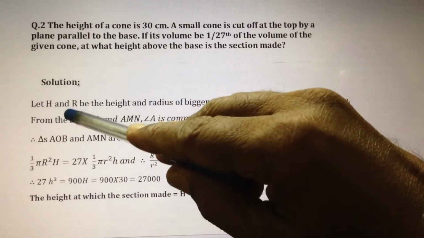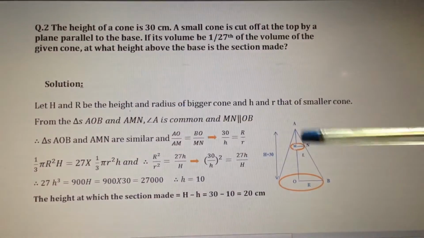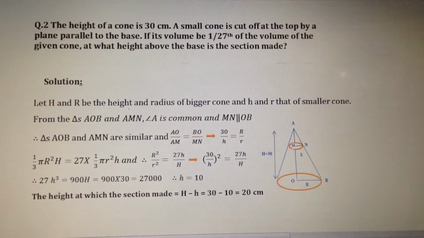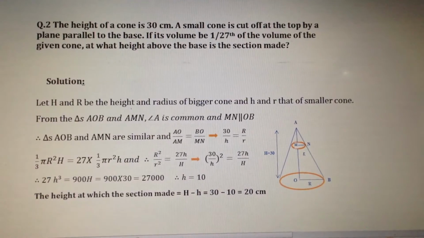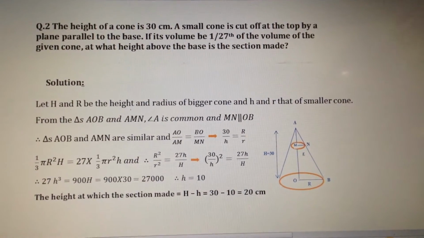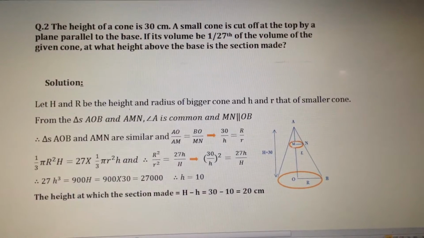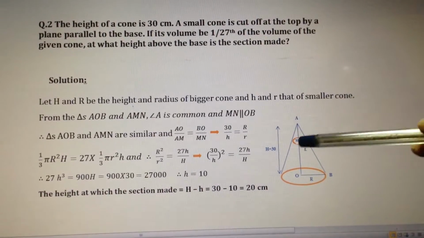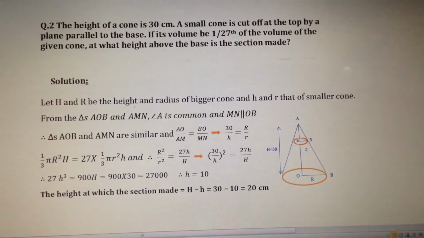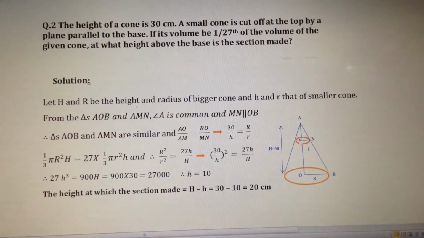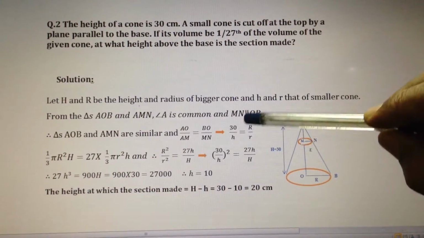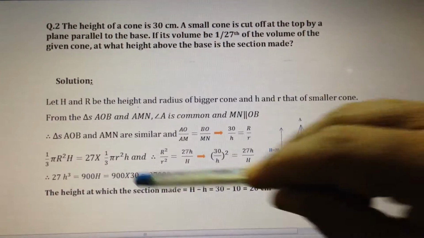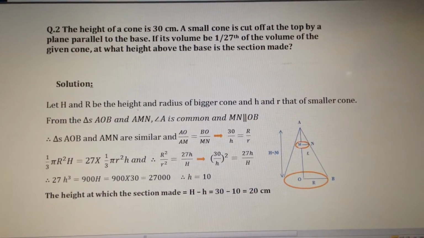Let H and R be the height and radius of the bigger cone, and h and r be the height and radius of the smaller cone. Let us assume. So from the triangles AOB and AMN, angle A is common in both the triangles, and MN is parallel to OB. Therefore, triangle AOB and AMN are similar triangles.